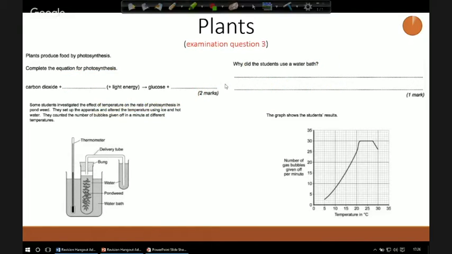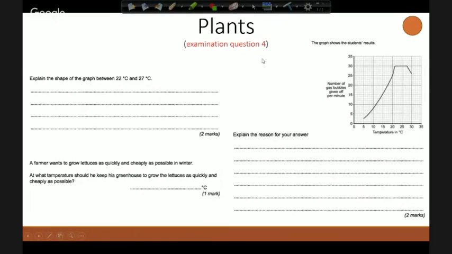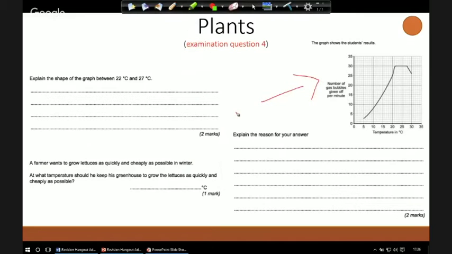For the second question, we're going to look at the graph. And again, I've just placed it over here. It'll be clearer in your exam. It should follow or should be just above each particular question. Explain the shape of the graph between 22 and 27 degrees. And this is 2 marks.